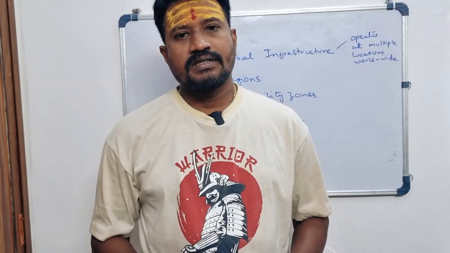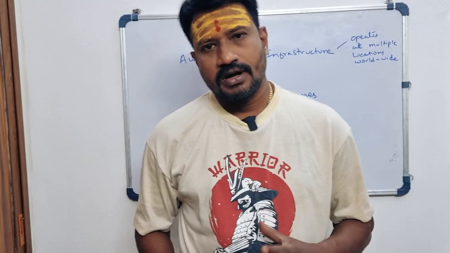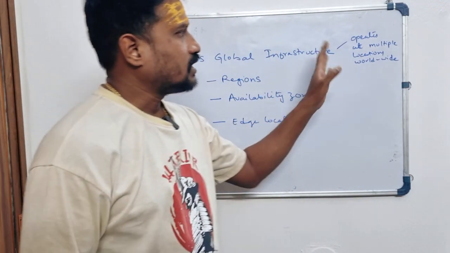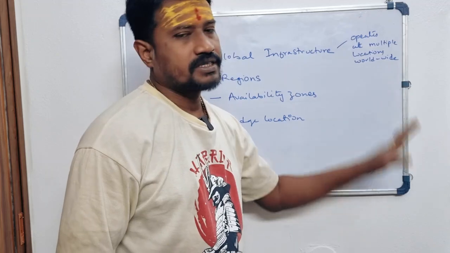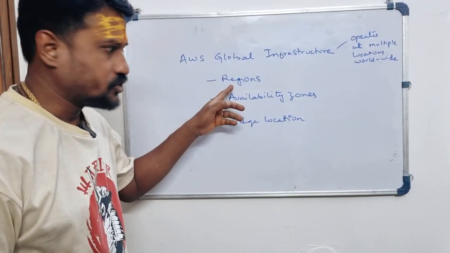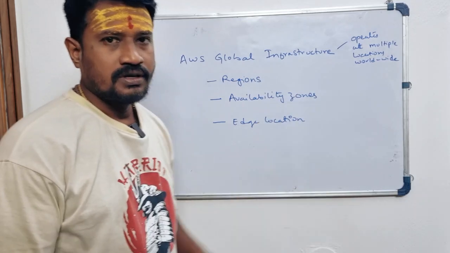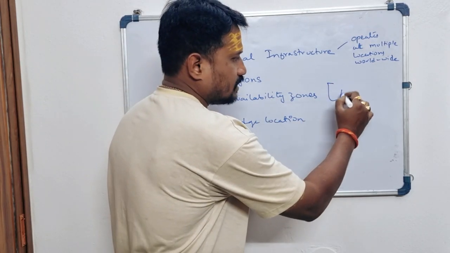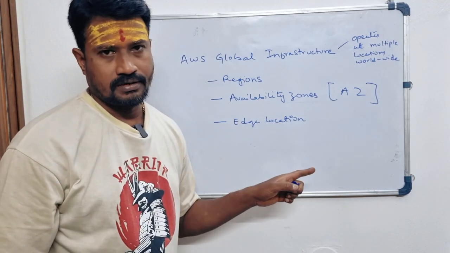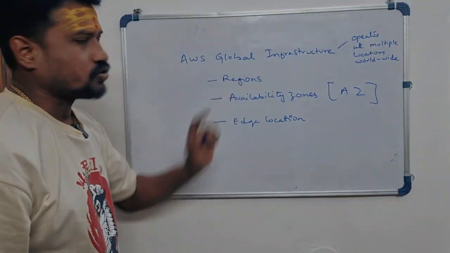Now let us try to understand AWS global infrastructure. AWS global infrastructure means AWS operates at multiple locations worldwide, which are categorized into three based on region, availability zones, which we also call AZs, or edge locations. Let us try to understand each concept.